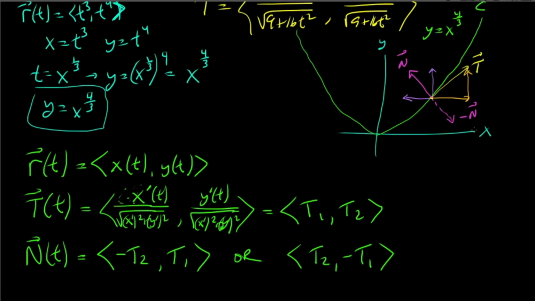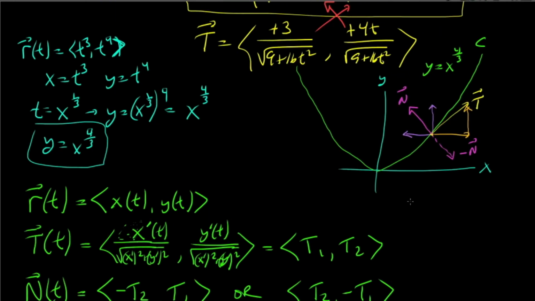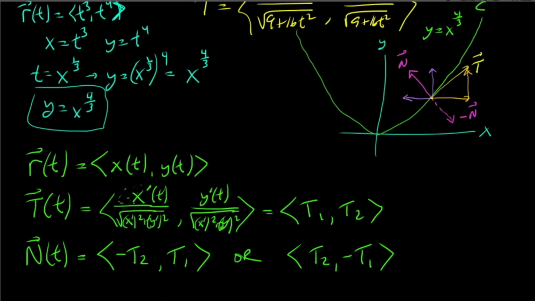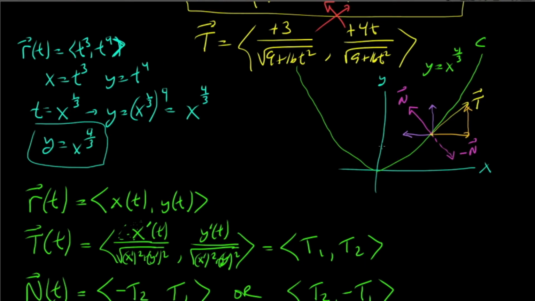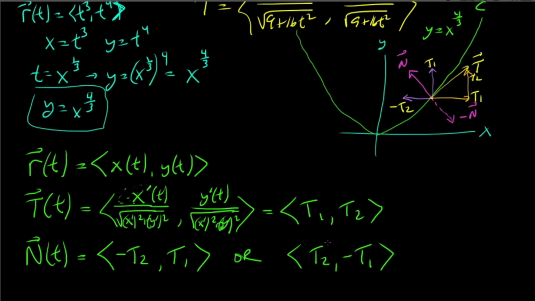And to figure out which one is negative, you need the graph. You need to see which way the curve is curving. And based on that, we can see that T1 here is positive, T2 is positive. But for n, the T2 now will be negative, and the T1 will be positive. So I hope that helps.